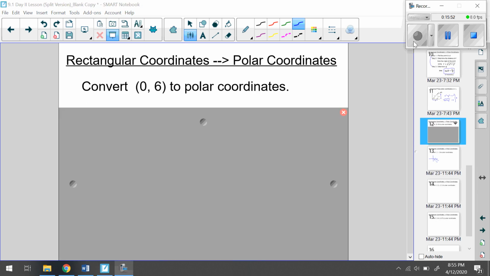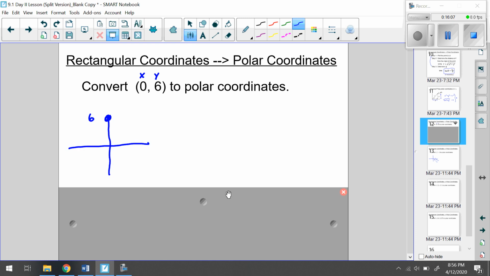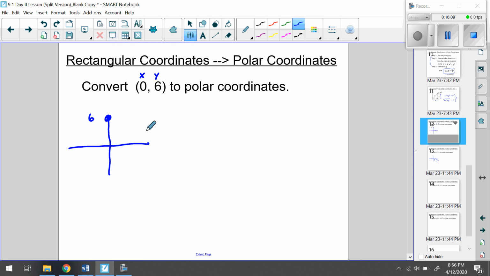All right, so here's our first example. We're going to start with kind of an easy one. It says convert 0, 6 to polar coordinates. So we can assume that this 0 is our x value and this 6 is our y value. So I'm going to take the book suggestion and just make a little sketch for us, which I've already done. And so remember, we're just trying to find an r value and a theta value. So if we can find both of those values, then we're in business.